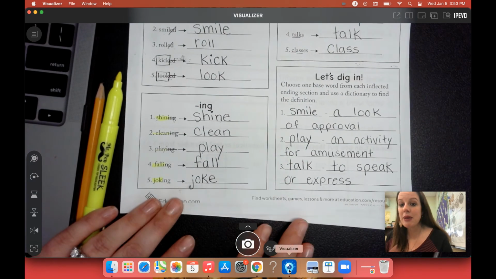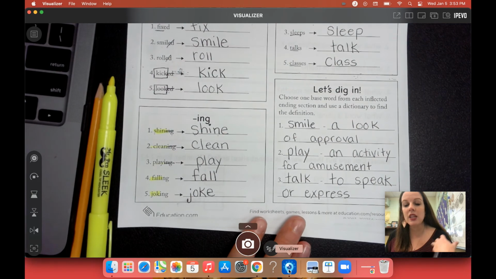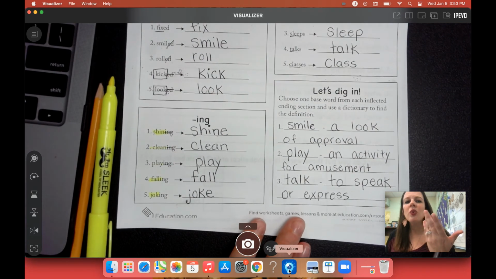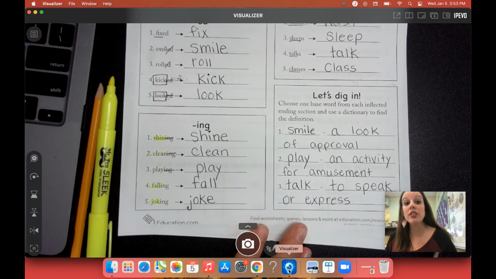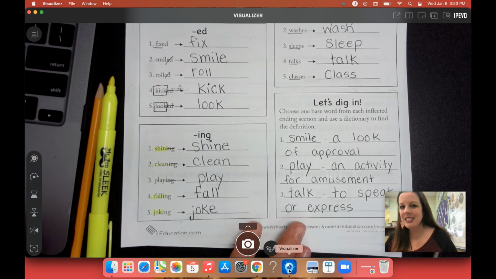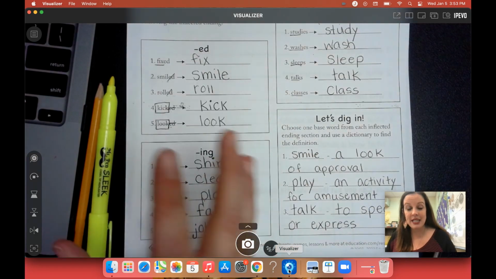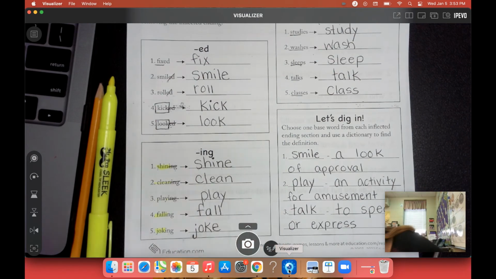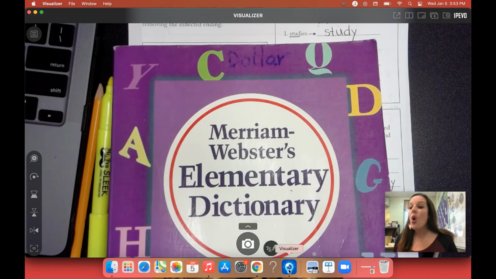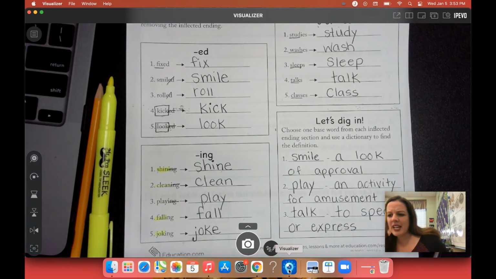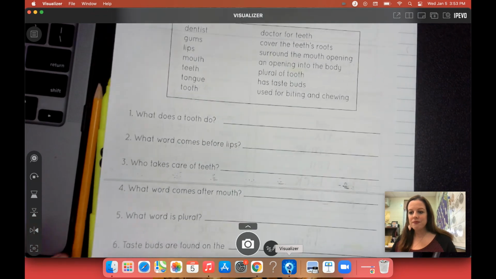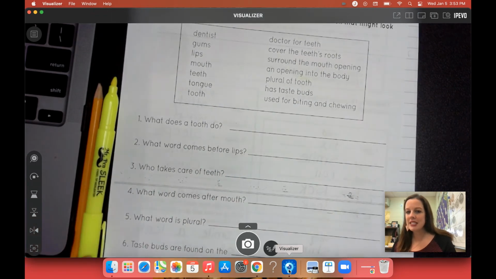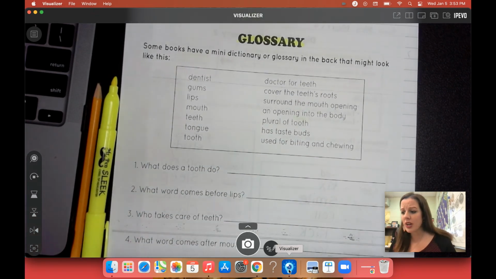So now we have some ideas of what dictionaries can look like and different things that they can do. We also know that it's easier to look things up by their base word instead of looking it up with their endings. Okay, so we've learned that we can use a book dictionary to look things up, or we can go to Word Central, which is an online dictionary. But what about the glossary? Some books have a mini dictionary or a glossary in the back that might look something like this.